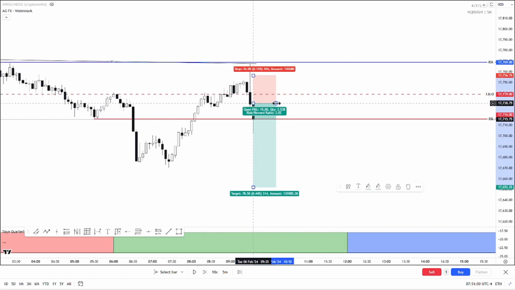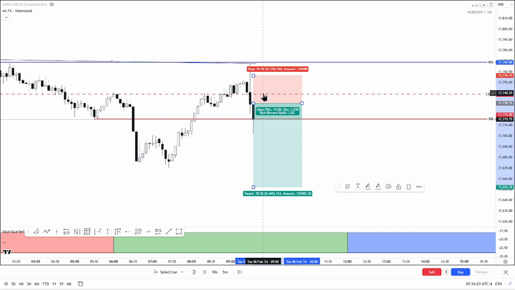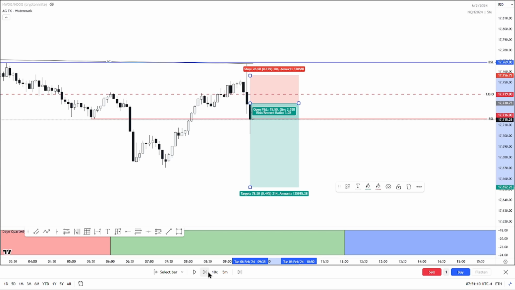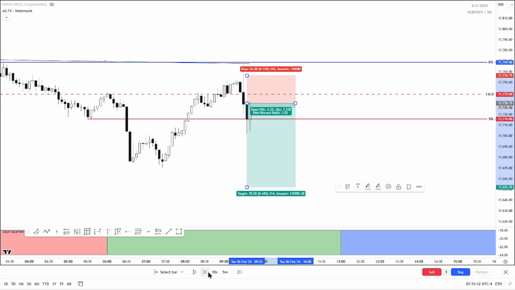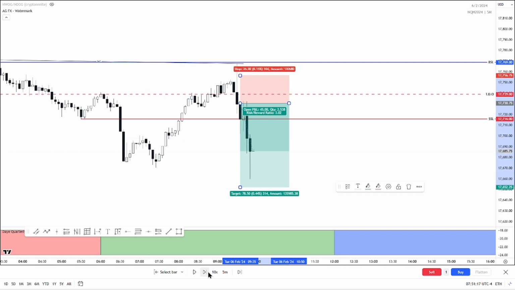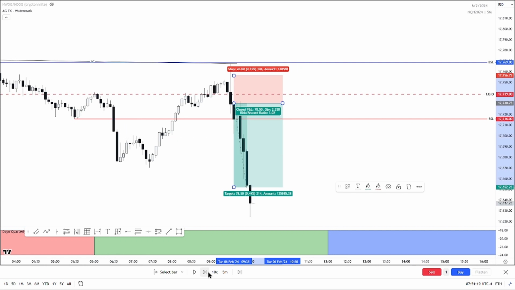So let's see how this pans out. We want to see price trade into the fair value gap and reject around there. Price, we've just been triggered into the trade, and just like that our take profit gets hit.